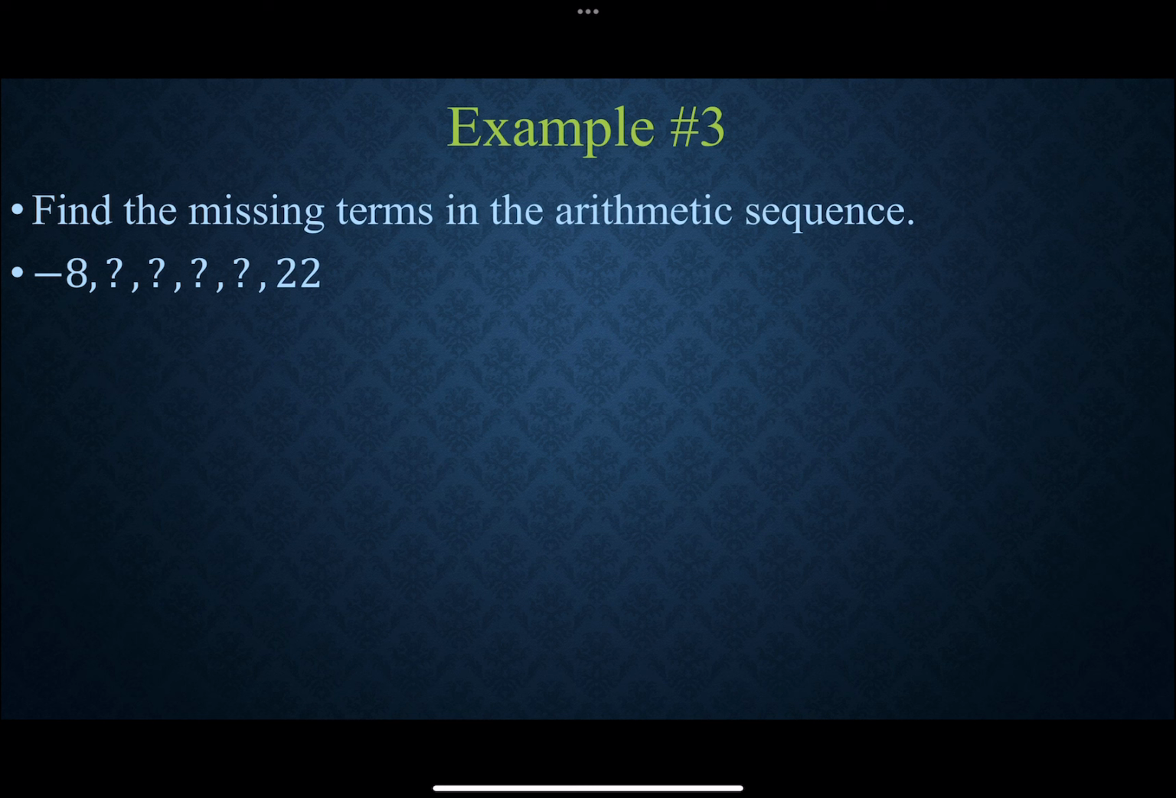Now, you might also ask us to find missing terms, but here we're not going to need the equation because we can see that there are a first and last term there. So negative 8, and then we've got 4 missing terms, and then a 22. So the key to figure out what this value is going to be, we have to do the last term minus the first term, and then we have to divide by 1 more than the number of missing spaces. So we divide by 5.